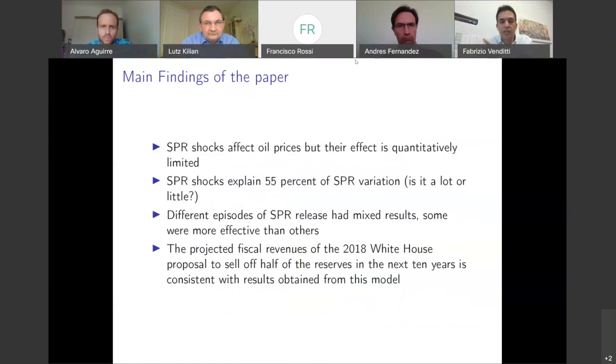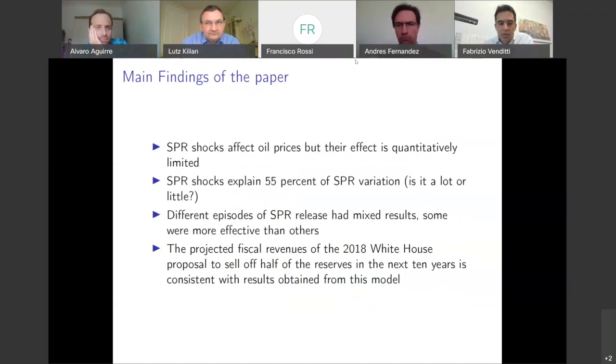So the main findings. Finding number 1, SPR shocks affect oil prices, but their effect is quantitatively small. SPR shocks explain 55% of SPR variation. Now the question arises, is this very little or is it a lot? So at the beginning I thought that it was quite a lot, in the sense that I expected the SPR, so these strategic reserves, to be used strategically to stabilize the price of oil depending on market conditions. So I expected, in a sense, the policy rule, or the predictable part of this policy rule, to explain most of this variation of SPR.